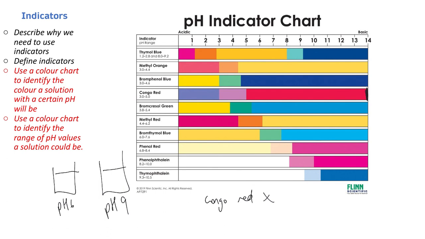Which indicator could? Well, you've got a whole bunch to pick from, but you've got to find something that's a different color at pH 6 and at pH 9. So you might say phenol red will be able to. So will phenolphthalein. Those will be able to pick out something for that. That's the kind of questions that you'll get about this.